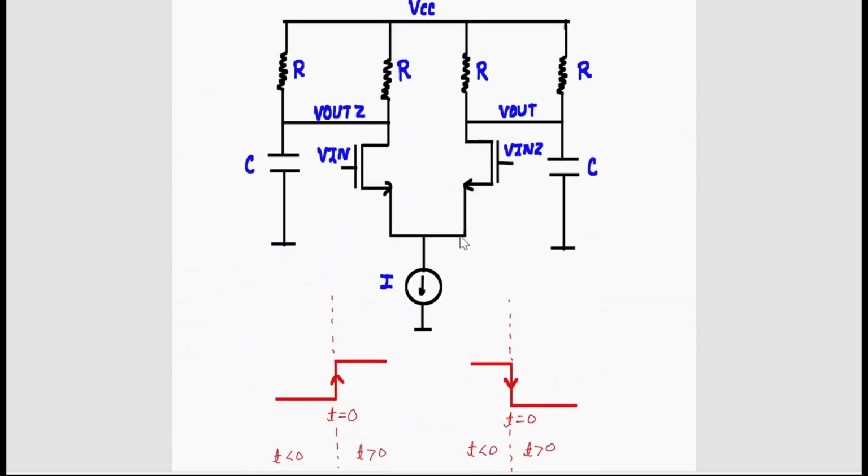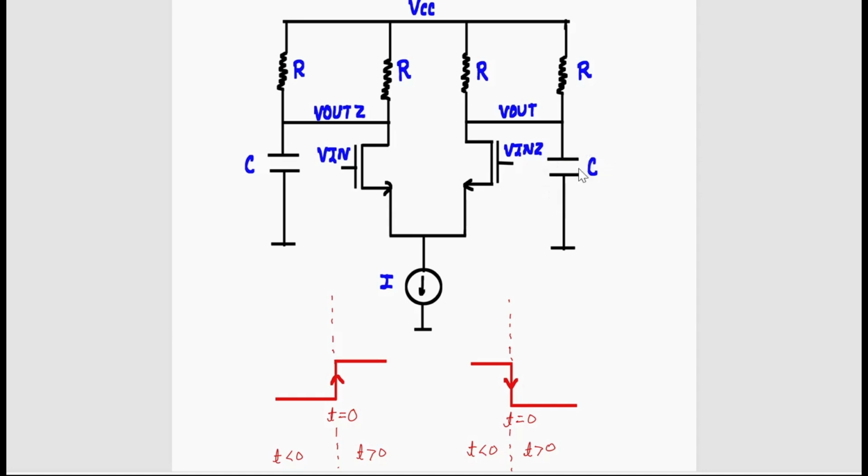So at t equal to 0, they are applying a square wave at this terminal from 0 to 4 volt, and at the same time the other goes from 4 volt to 0 volt. Before t less than 0 there is an input available here, and the circuit is at steady state. Only after that they apply 0 to 4 volt here and the other goes from 4 volt to 0 volt.